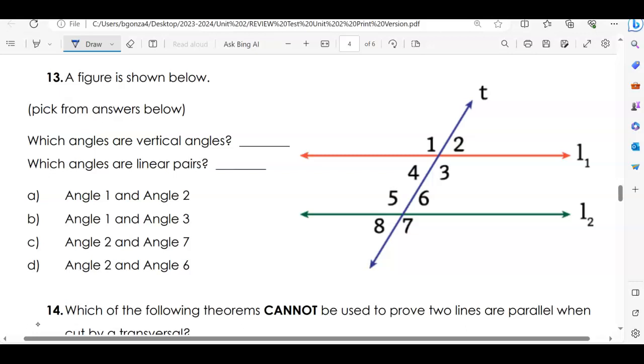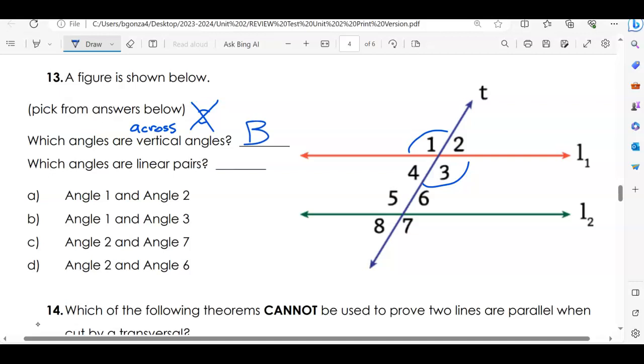13. All right. Which angles are vertical angles out of these options, A, B, C, or D? Now, if you look at 1 and 2, those are not vertical. Vertical are across from each other at an intersection, like this. So what about 1 and 3? A, 1 and 3, they're across from each other at an intersection. B is right. Cool.